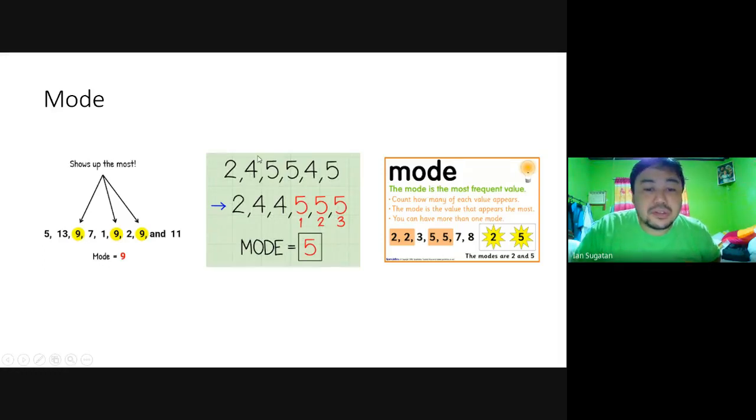On the second example here, we have 2, 4, 5, 5, 4, and 5. If you rearrange this, there are 2 4s, but there are 3 5s. So the mode is 5. Technically, mode is just a repeating number.